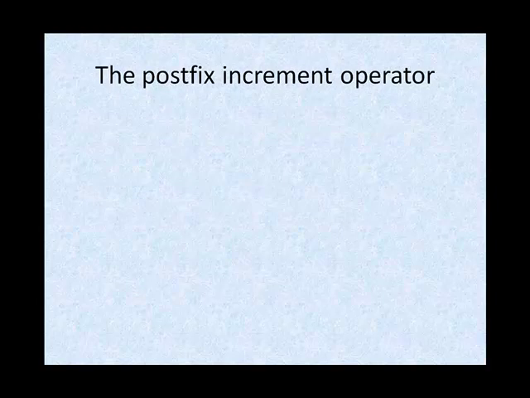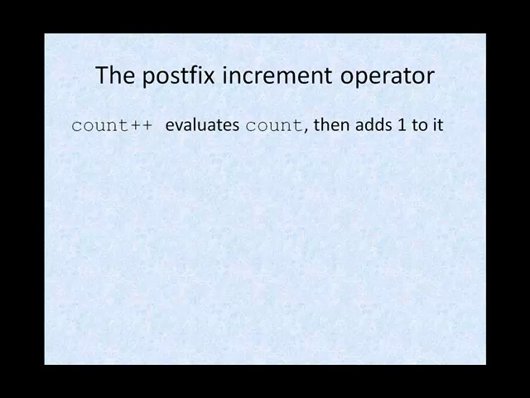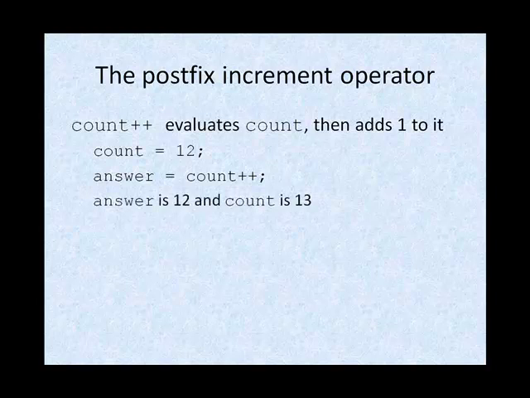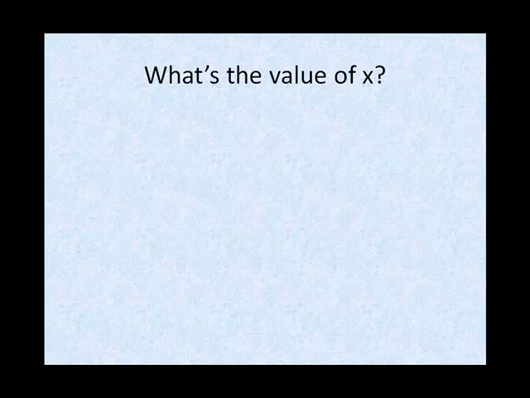With the postfix increment operator, you use ++ after the variable name. count++ evaluates count, then adds 1 to it. So, for example, if count is 12 and answer = count++, count is evaluated as 12, assigned to answer, and then count is increased to 13. So when these two statements are done, answer is 12, but count has been increased to 13.